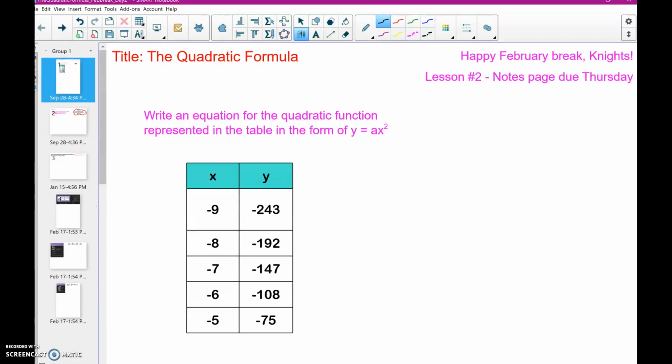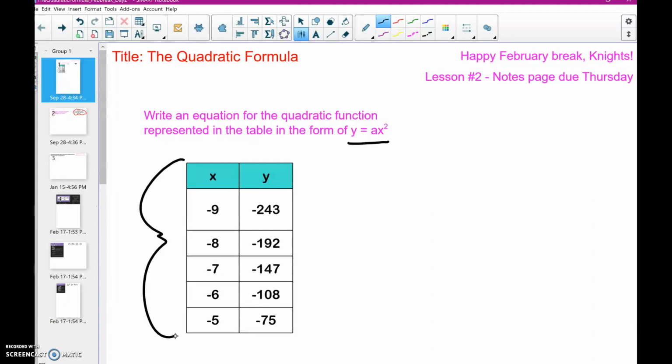The title is the quadratic formula, and what I would like you to do for your opener is write an equation for the quadratic function represented in the table in the form of y equals ax squared. So we're going to write an equation in this form, and it's standard form actually. We just don't see the plus bx plus c. We can assume those are just 0, and we're going to use this table to do so.